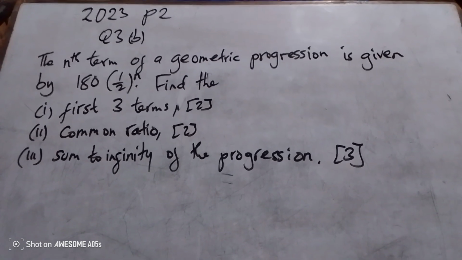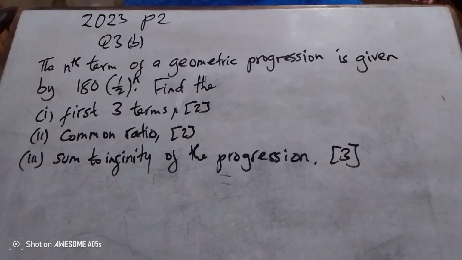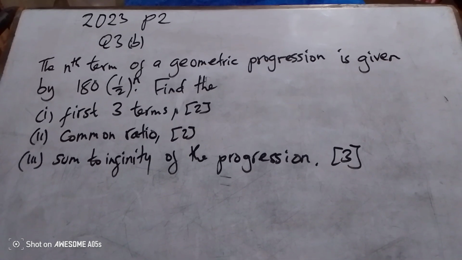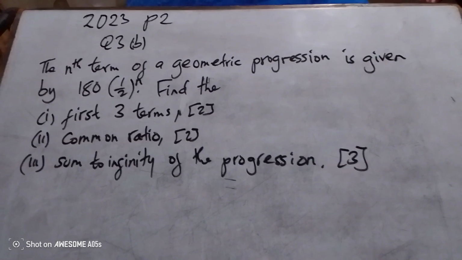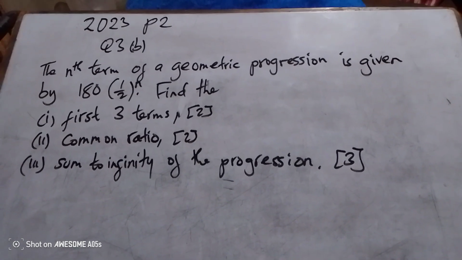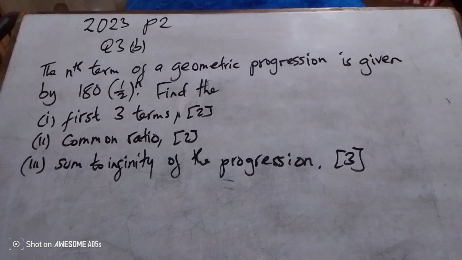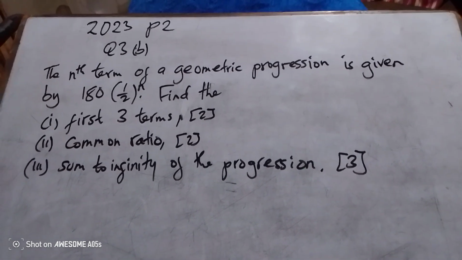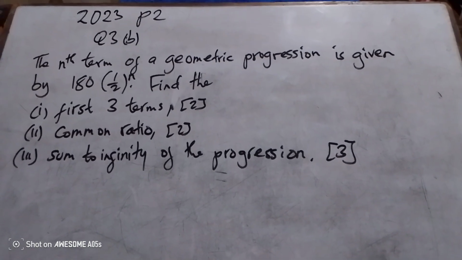It reads: the nth term of a geometric progression is given by 180 open brackets 1 over 2 close brackets to the power n. Then we've been asked to find the first three terms, find the common ratio, then find the sum to infinity of the progression. So this was the question.